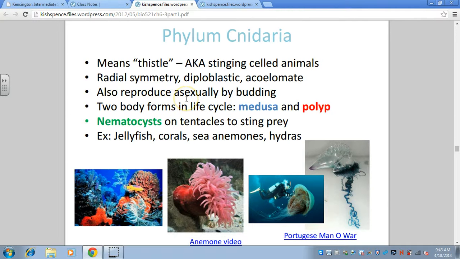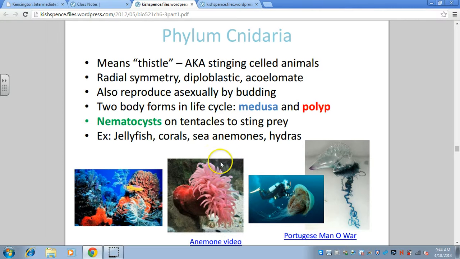They reproduce sexually by external fertilization, so they release their egg, and then they release their sperm, and they meet out in the water. They produce high numbers so that they can increase chances that fertilization will happen. But they can also reproduce by budding.